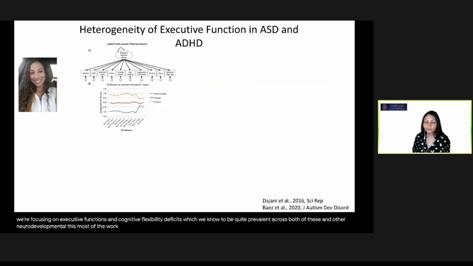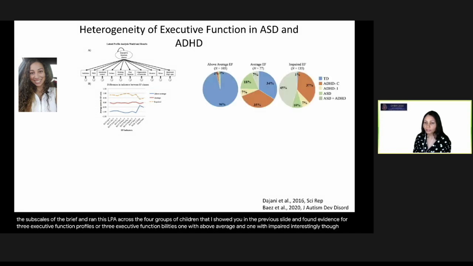Most of the work I'll be talking to you about today was done by Dina Dajani, a graduate student who completed her PhD in our lab. What she did first was a latent profile analysis, including behavioral indicators of executive function from the BRIEF, so the subscales of the BRIEF, and ran this LPA across the 4 groups of children that I showed you in the previous slide, and found evidence for 3 executive function profiles, or 3 executive function classes, one with average EF abilities, one with above average, and one with impaired.